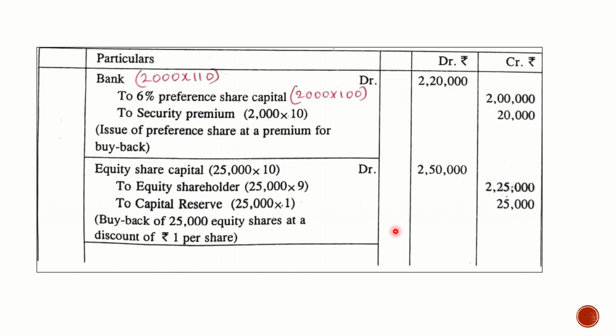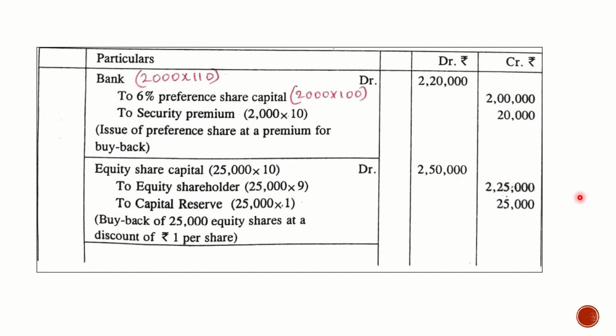Okay, so secondly we go to the journal entry for buyback at discount. So the journal entry is share capital account debit to shareholders to capital reserve. So equity share capital 25,000 shares bought back into 10. 10 is the face value. 2,50,000 comes. To equity shareholders 25,000 into 9, 2,25,000 comes. And to capital reserve the discount amount should be shown, 25,000 into 1. I hope you know how 1 comes, 10 minus 9. Okay, 25,000 into 1, that is 25,000. So buyback of 25,000 equity shares at a discount of rupees 1 per share is recorded in this particular journal entry.